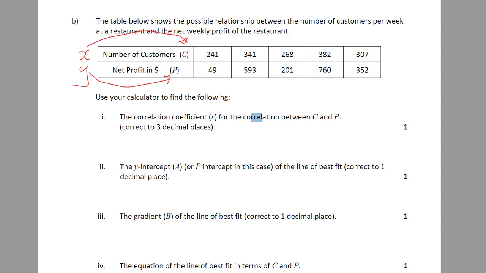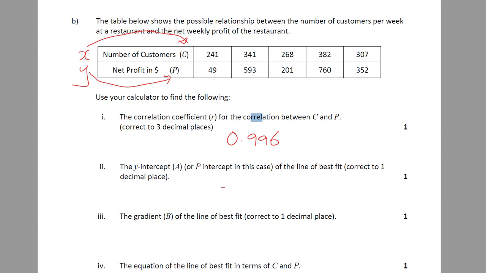Go back to the top for the y's. 49, 593, 201, 760, 352. I'm done, all clear on this. Shift 1, I'm going to regression option. That's probably what I was thinking of before. And it wants the correlation coefficient, the little r, so I've picked that and I pressed equals and it says 0.996. It was followed by 1, so I didn't round up. There's the correlation coefficient.